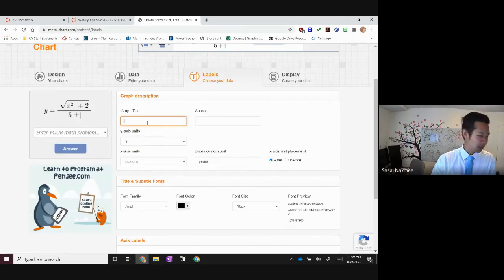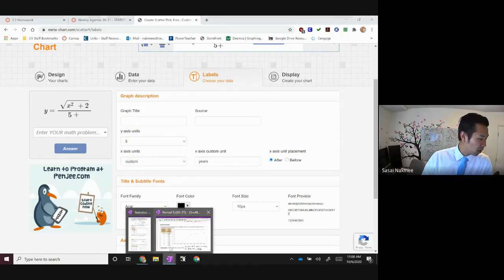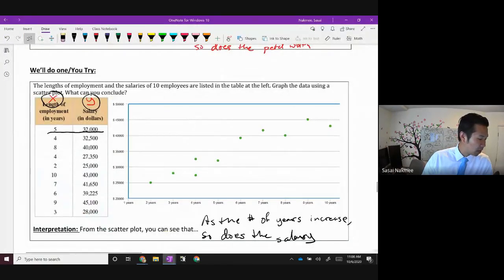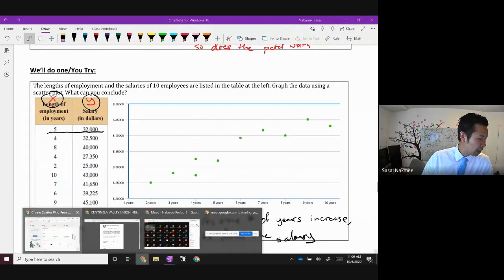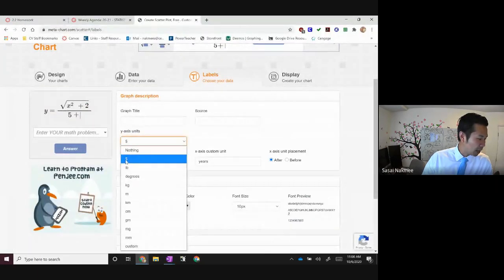Actually, I don't even know what to title this. It would be like length of employment versus salary, but I wouldn't bother. But here, where it says the units, the y-axis, looking at my data, the y-axis is in dollars. So that's why when I did this one right here, for the y-axis, I would put the $ right there.